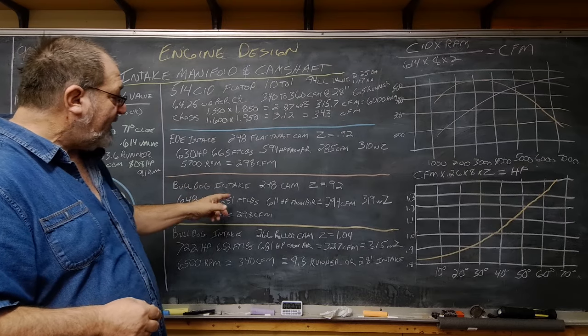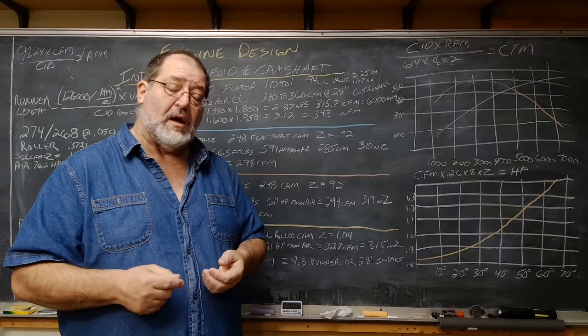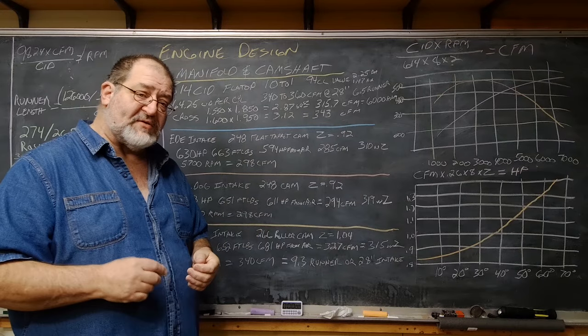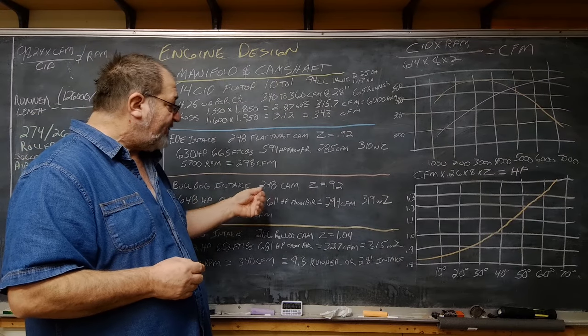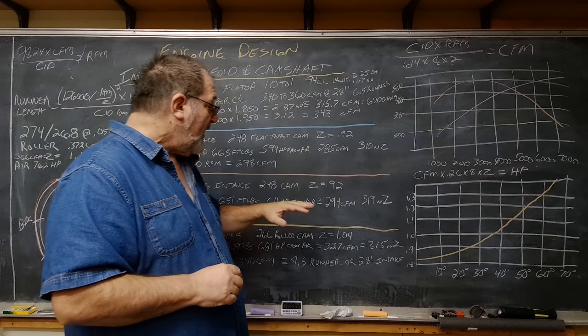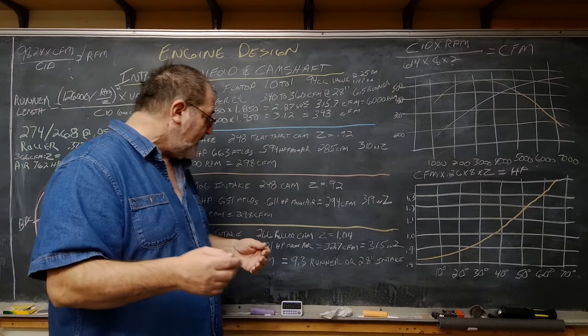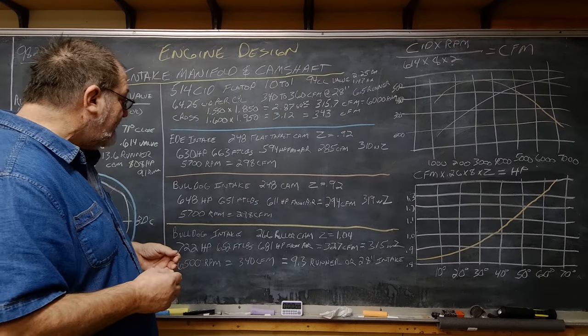This is a Bulldog intake with a 248 cam. Now that's a single plane intake, 248 flat tappet cam. So it's not a roller. It is fair size. The Z on this cam comes out to 0.92. So that will work out in what we're working on. The horsepower this motor did was 648 horsepower and 651 foot-pounds of torque. That's what it made when we ran it.